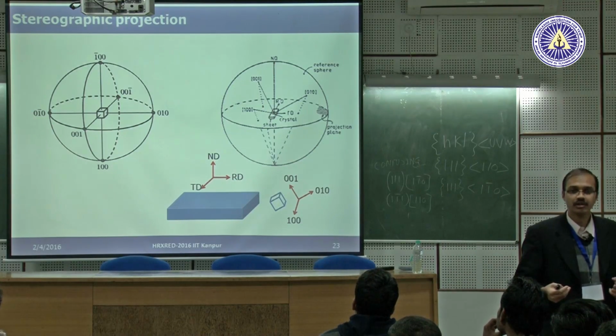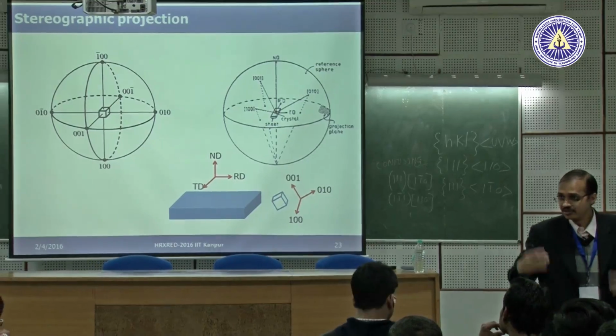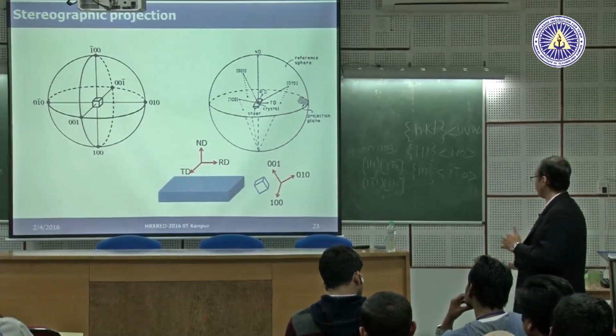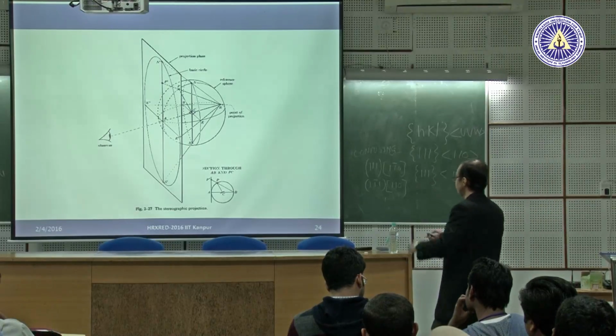In pole figures, your sample frame is fixed. And then with respect to the sample, I am plotting my crystal. Okay, you do exactly the opposite. So this is stereographic projection, how it is constructed.